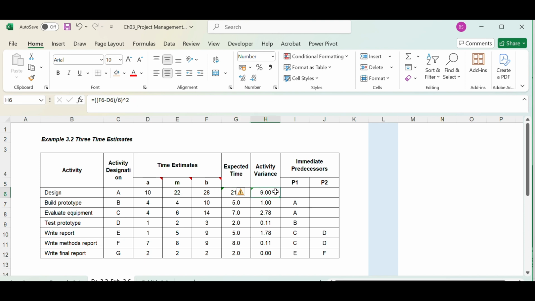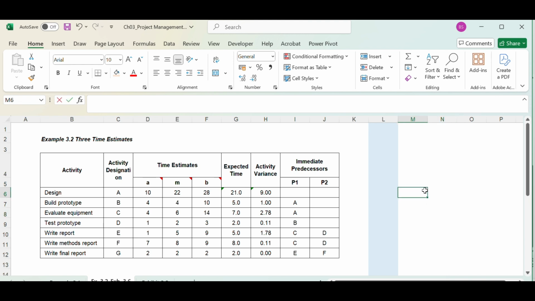Now we also have the activity variance. We have talked about how to calculate it. It is calculated by calculating pessimistic time minus optimistic time divided by 6, the whole square. Now we have also the immediate predecessors of all these activities. Based on this table, we can formulate the network diagram. How to formulate the network diagram?